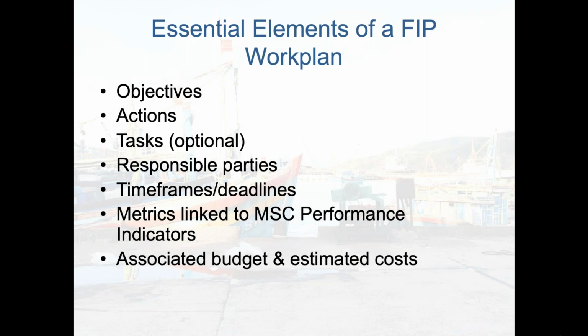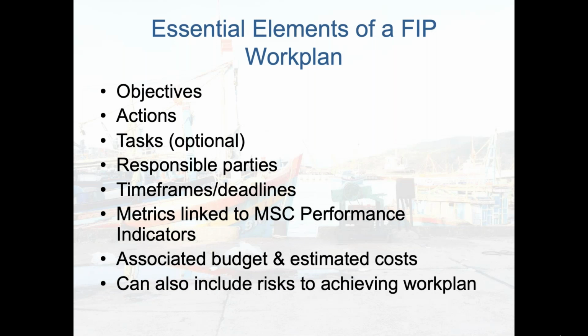An associated budget and estimated costs, and we'll talk about this as well later on, but most FIPs do have a separate budget document. It can also be useful to include some of those estimated costs in the work plan itself, so we'll talk through some examples there. And then it can also be useful to include any risks that there might be to achieving the work plan.